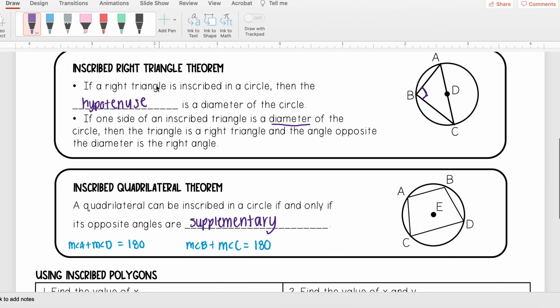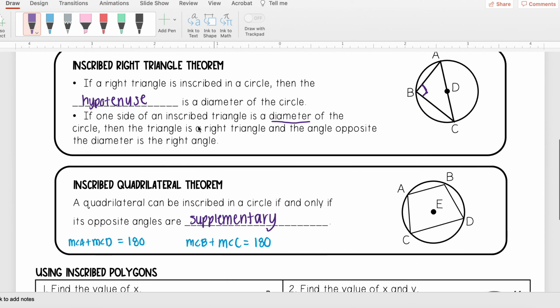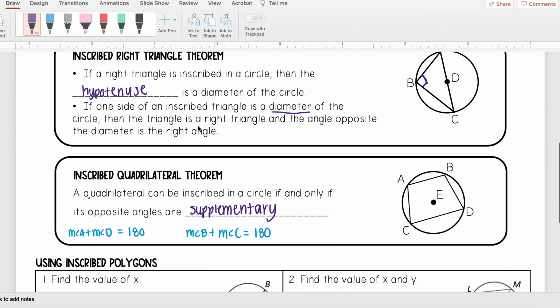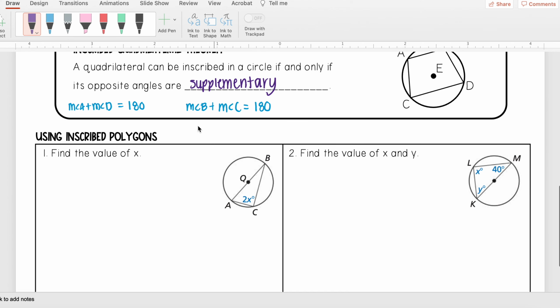So I know by the inscribed right triangle theorem that the diameter is going to be the hypotenuse of the triangle, and that this triangle is in fact a right triangle. And so since the diameter is the hypotenuse, that means the angle opposite of it is going to be my 90-degree angle. So angle C is a 90-degree angle.